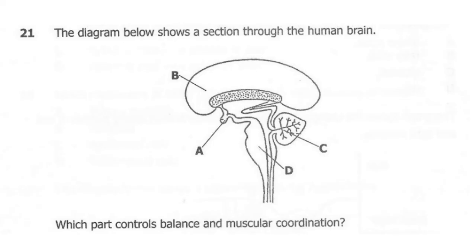The correct answer here is C, which is the cerebellum. So the cerebellum is the one which controls balance and muscle coordination. So for us to balance and to be able to coordinate our muscles, that is controlled by the cerebellum. Well done, chat. That is the correct answer. Alright, we move on to the next question.